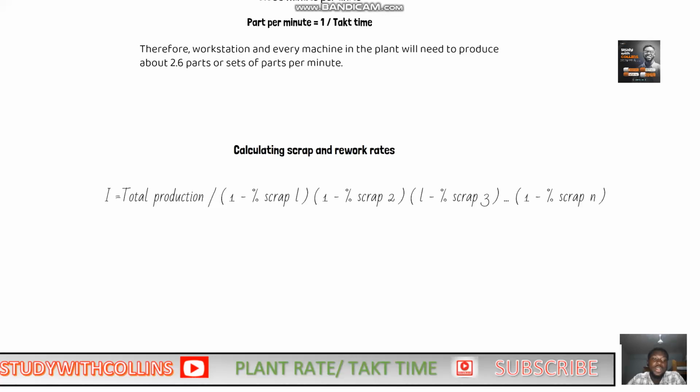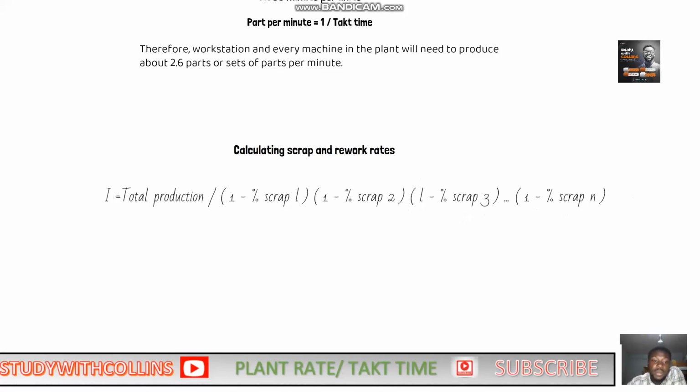Now the scrap percent is indicated as I. To find the scrap percent, it is the total production, or the total units that we have to produce all over, like the scrap. So 1 minus scrap percent 1, times 1 minus scrap percent 2, times 1 minus scrap percent 3, and so on.